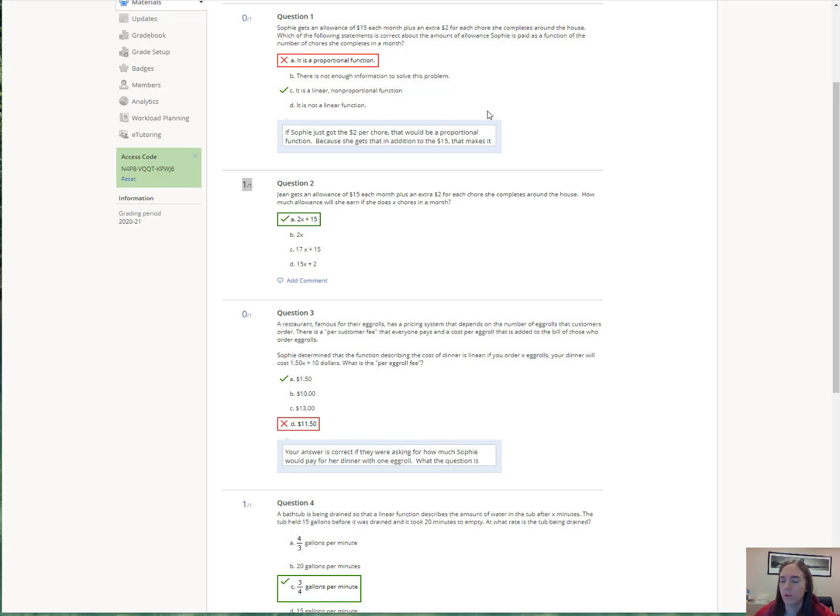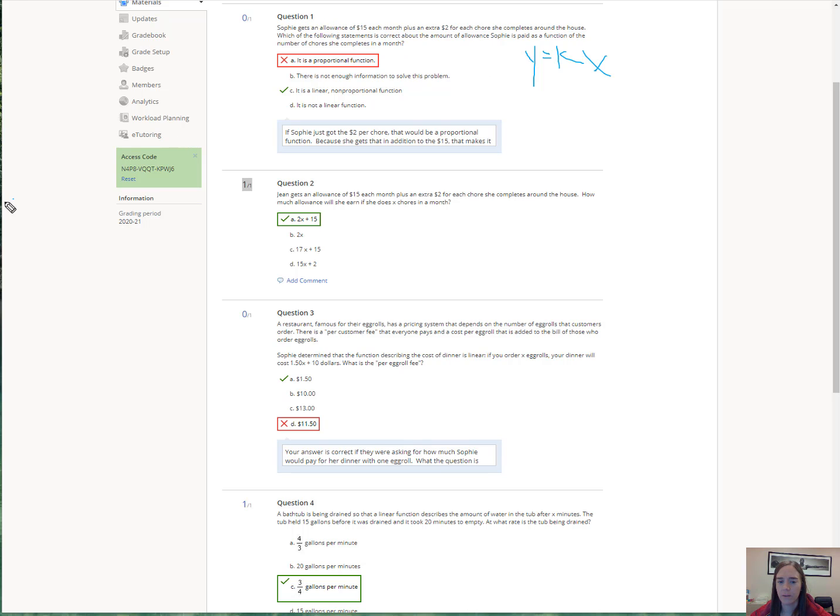On this first question, question one, it says Sophie gets an allowance of $15 each month plus an extra $2 for each chore that she completes around the house. Which of the following statements is correct about the amount of allowance Sophie is paid as a function of the number of chores she completes in a month? Okay, so for this one, in order for something to be a proportional function, it has to be in this format: y equals kx, where k is just some number.